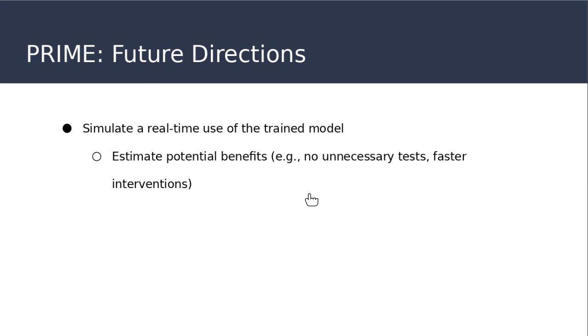So if going beyond a proof of concept and going into the ICU and trying to use a system like this, what are the gains here? For example, you will skip some unnecessary testing. Maybe you will have faster interventions. So exciting questions to go and look for in the next round of this project.